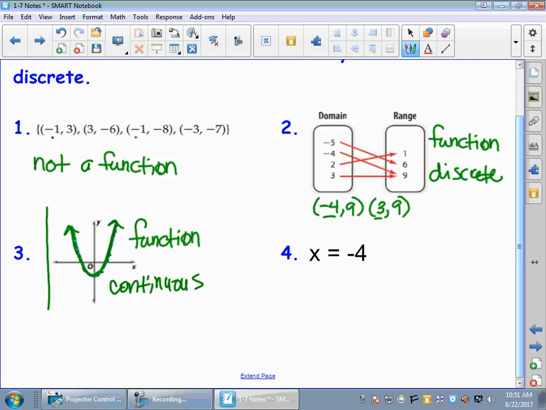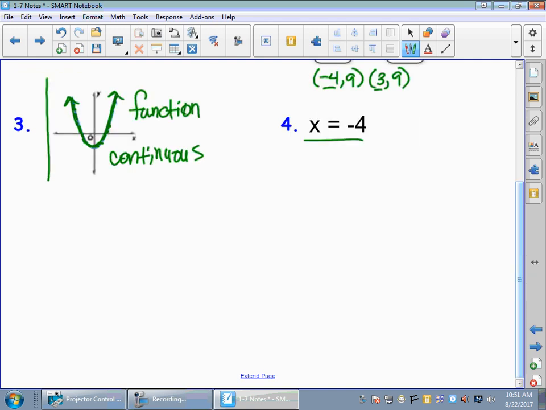x equals -4. It's an equation. They gave me an equation. When it's given as an equation, it's continuous. And I'm just going to go through and come up with some scenarios. I'm going to give some ordered pairs: -4, 1. -4, 2. -4, 0. I'm giving you all of the scenarios that make this statement true.